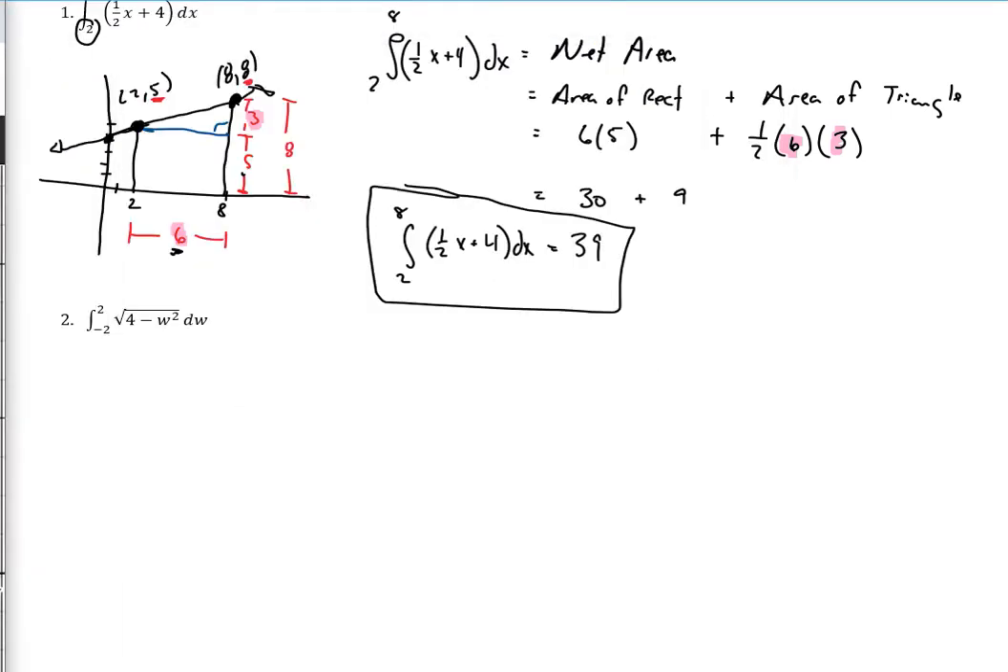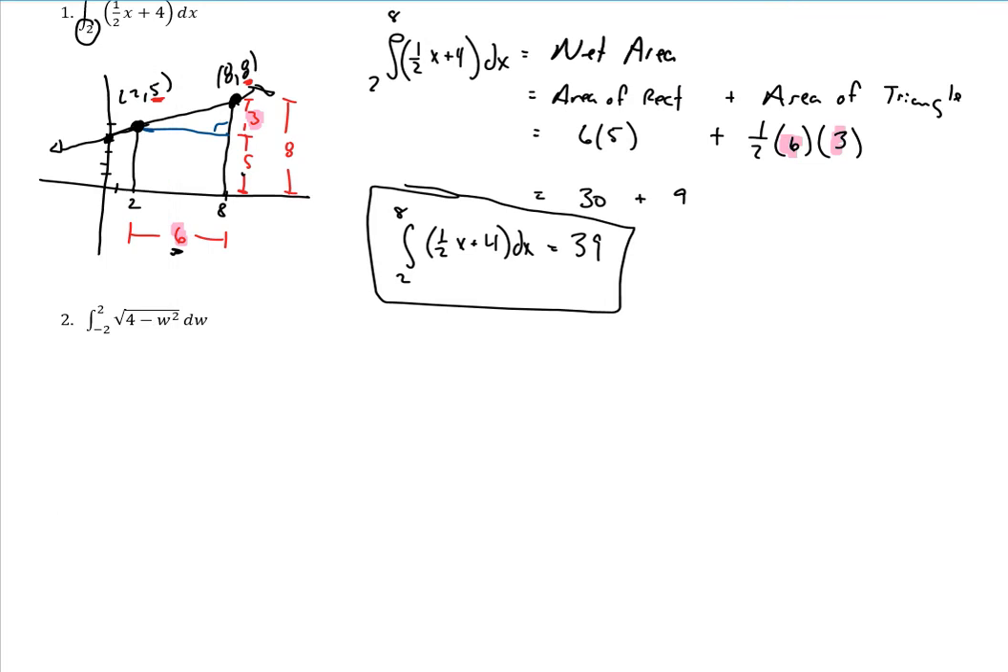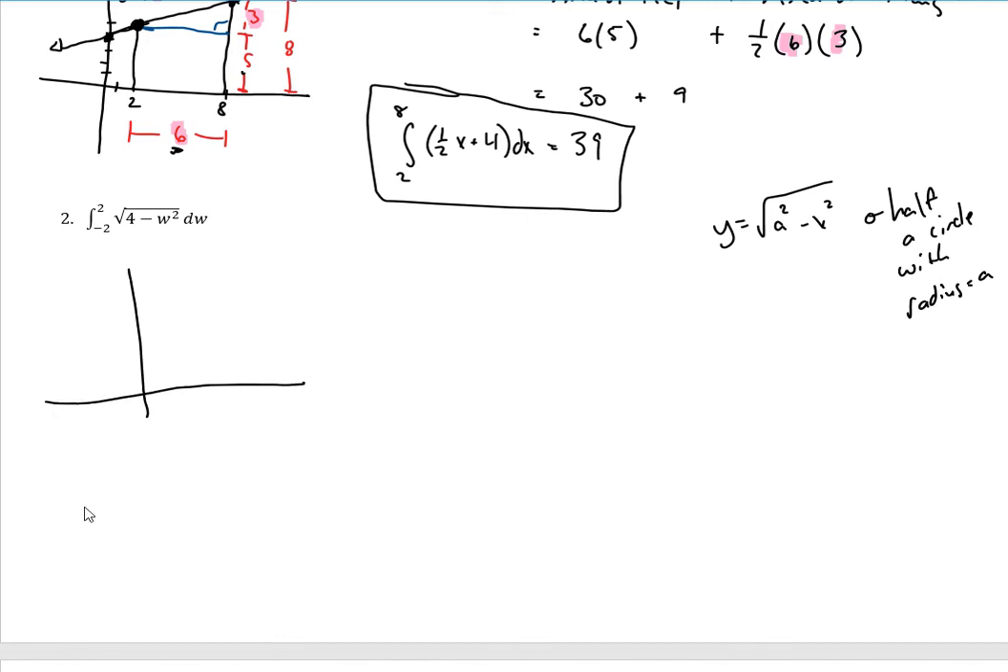Let's go ahead and sketch that. And I put the point so you can see those coordinates. It looks like it's 2. That's important on it. Okay, so let's sketch that. So as a side note, if it is y equals the square root of a squared minus x squared, this is just always half a circle, in case you wanted to jump straight to it. So it's a half circle with radius equal to a.